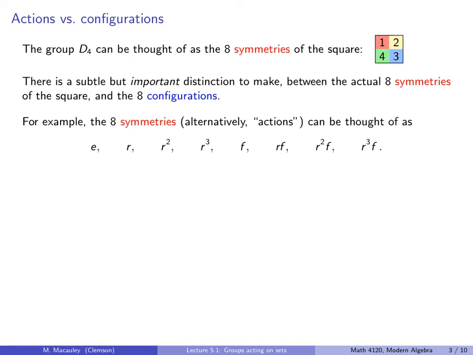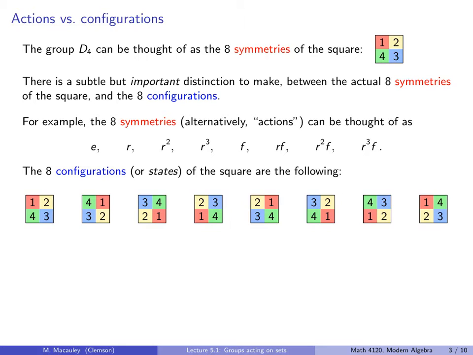For example, the 8 symmetries, alternatively actions, can be thought of as the following familiar 8 elements: the identity, r, or 90-degree rotation, r squared, a 180 rotation, r cubed, a 270 rotation, and so on. However, the 8 configurations or states of the square are the following. So here I'm assuming that my square is like a smartphone, that when I rotate it, the numbers stay right side up.